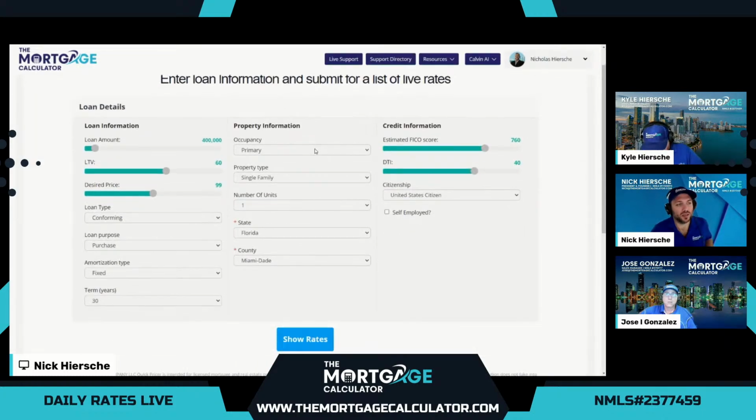Now we'll do our last two examples for investment properties. So we'll set up the same scenario here, 80% loan to value, 20% down payment.